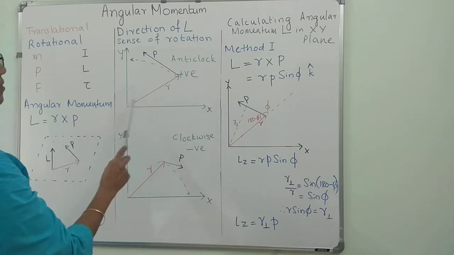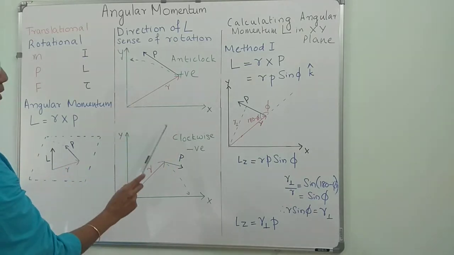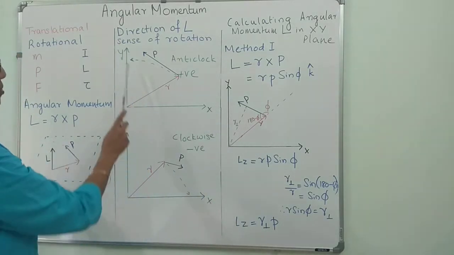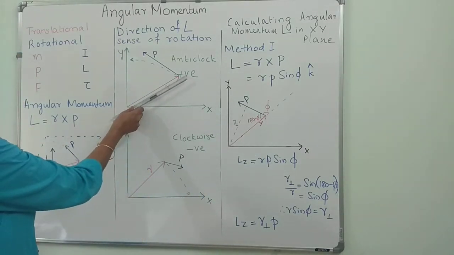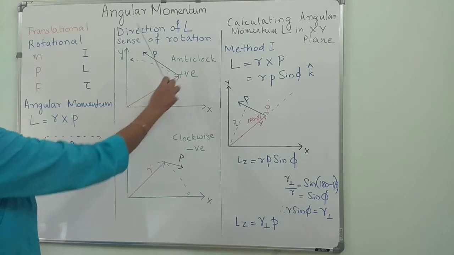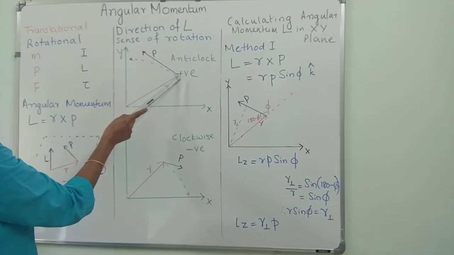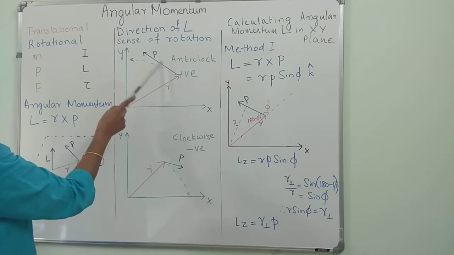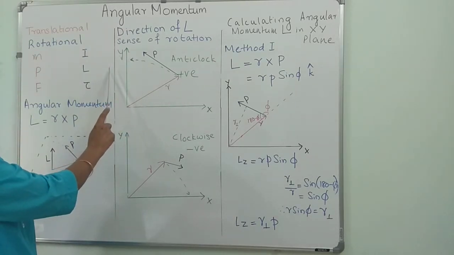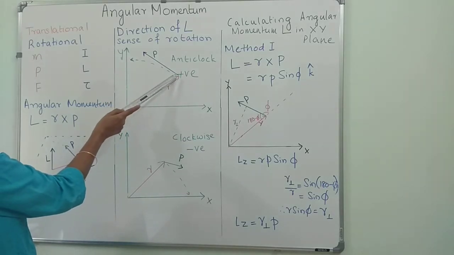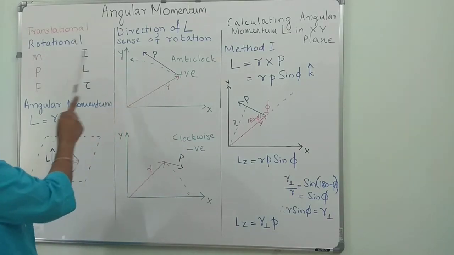This is the x-axis, this is the y-axis. So let us consider the plane of this board itself, x and y direction. So in the xy plane I have the position vector R, the momentum P acting in this direction, so that it is tending to rotate this particle which is at this point in the anti-clockwise direction. Trying to rotate in the anti-clockwise direction. You can see I have represented by dotted lines the rotation.